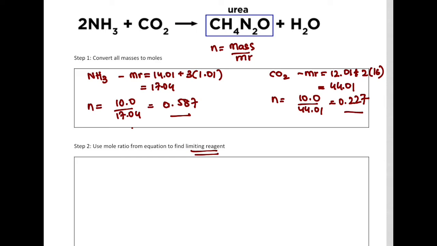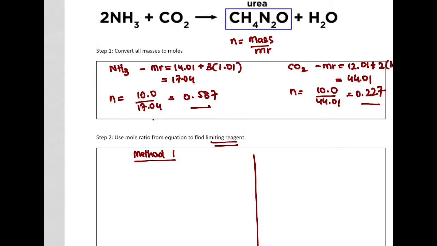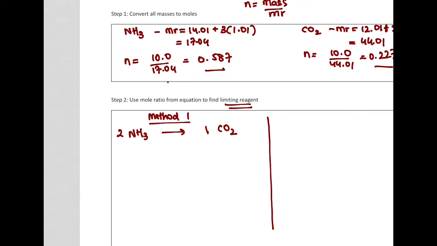So for this, there's two ways that we can do this. So let's see the two ways. We're going to look at the ratio. So 2 moles of NH3 reacts with 1 mole of CO2. Which means that if we have 0.587 moles of NH3, we can calculate the number of moles of CO2 with which it will react. So we'll just do proportion, so it's going to be half of this.